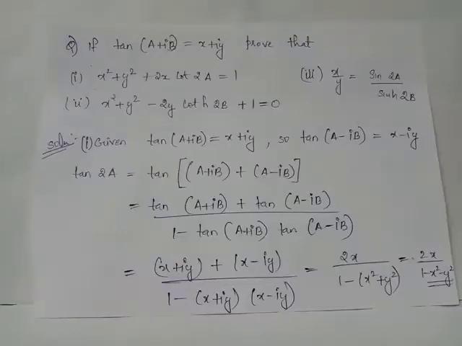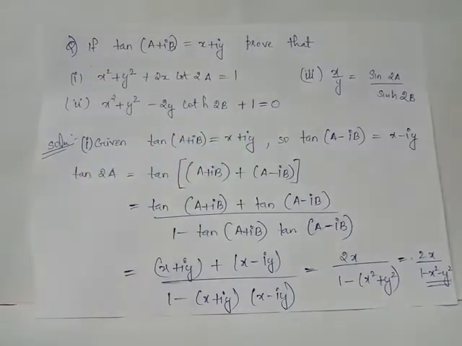tan(a + ib) = x + iy is given, and we are asked to prove three results. Let's prove the first result, x² + y² + 2x cot 2a = 1. Since it is given that tan(a + ib) = x + iy, we can have tan(a − ib) by just replacing i by −i in the RHS. We obtain it as x − iy.